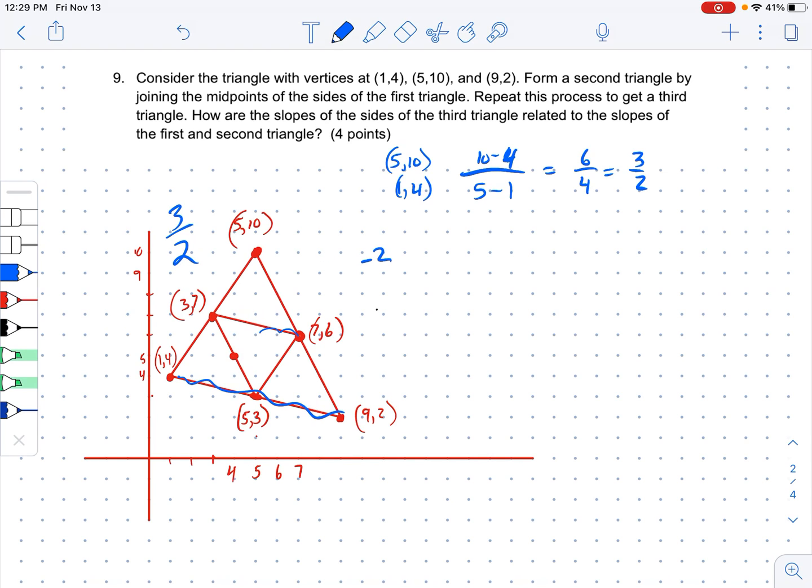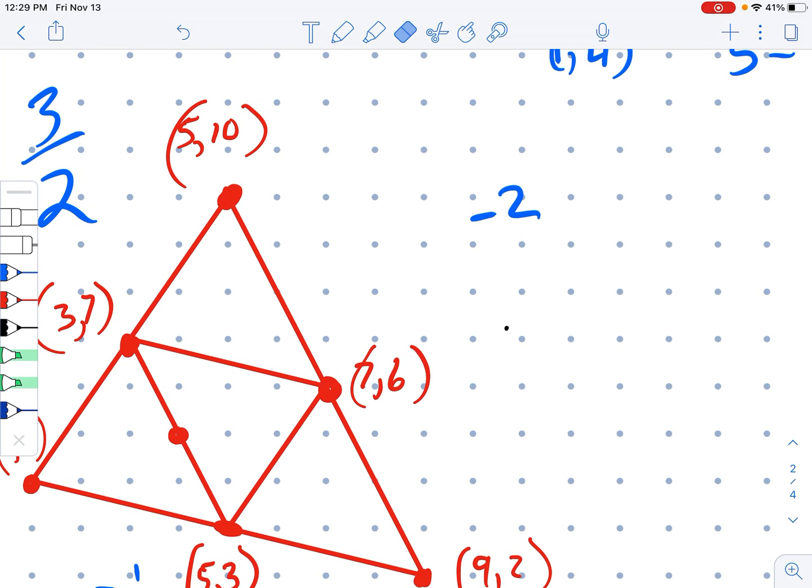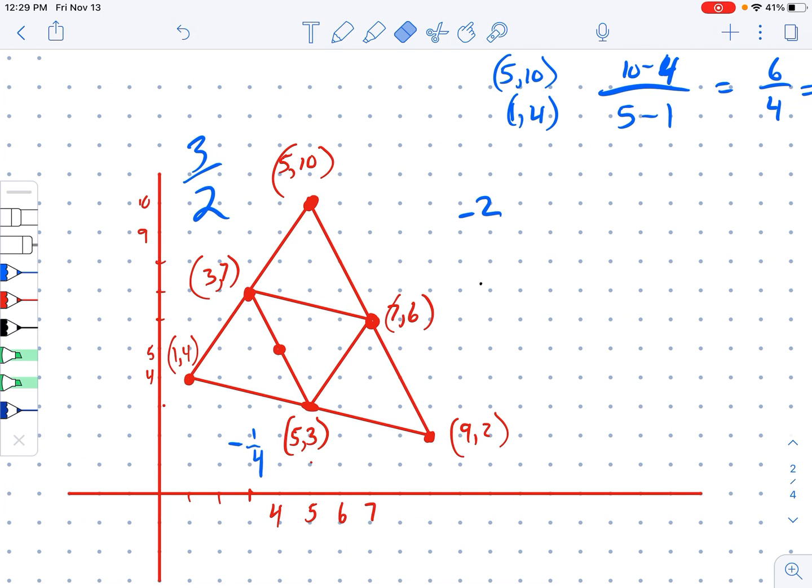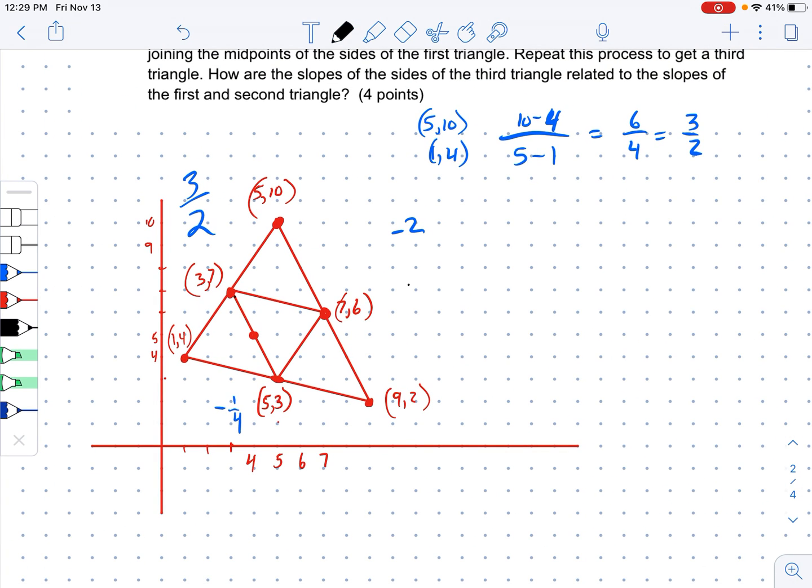And then finally, let's look at this last side. I go down 1 and over 1, 2, 3, 4. So that gives me a negative 1/4. Now I need to go in and find the slopes of my next triangle. So how about this slope? That goes down 1, 2, 3, 4, and over 1, 2. So that has a slope of down 4 and over 2, which is a slope of negative 2.